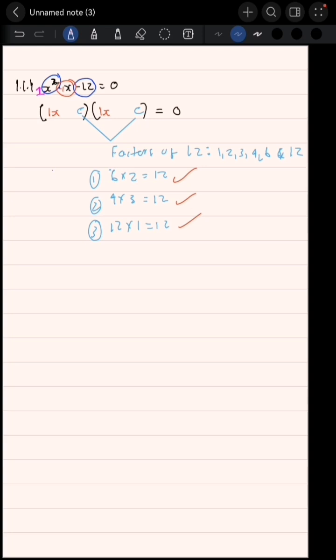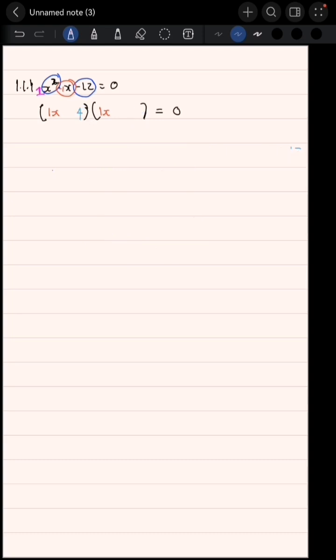It's 4 and 3, because when you take 3 minus 4, we get minus 1. Therefore, 4 and 3 are the factors of 12 we are going to use. Those are the values of your constants. Then we are going to have 4 and a 3 here.